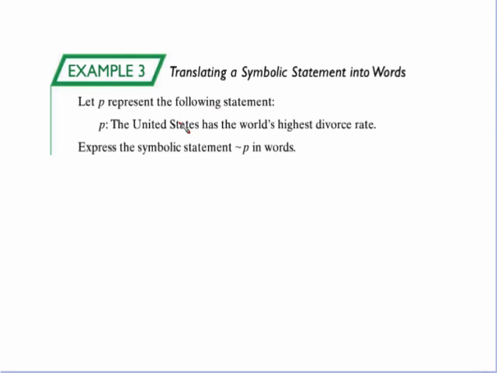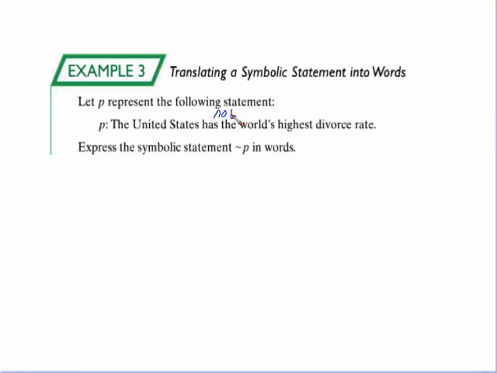Sometimes you have to go the other direction. They want you to take this statement, the United States has the world's highest divorce rate, and express the symbolic statement not P in words. So you will have to pick out, in multiple choice, what would be the negation of the United States has the world's highest divorce rate. To do the negation, all I have to do is put in the word not.